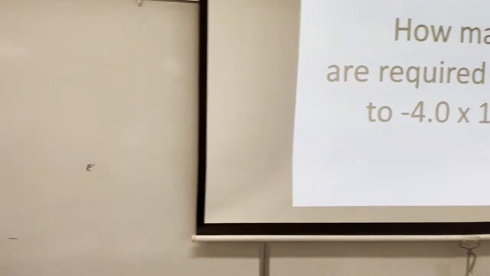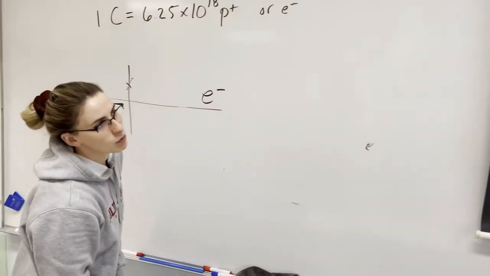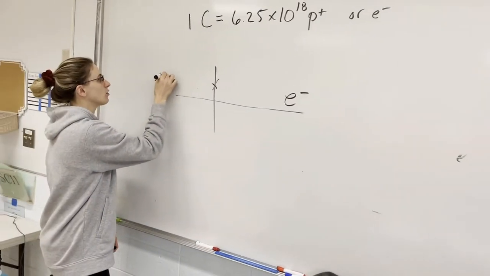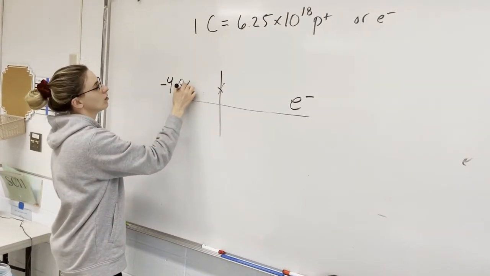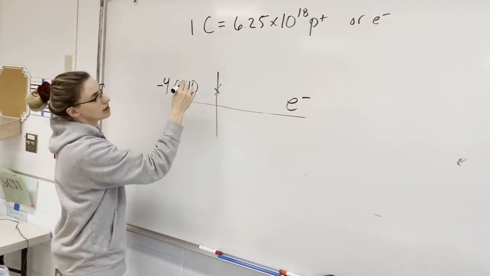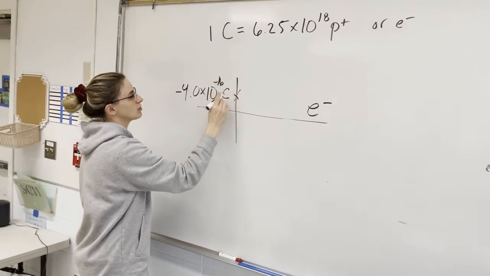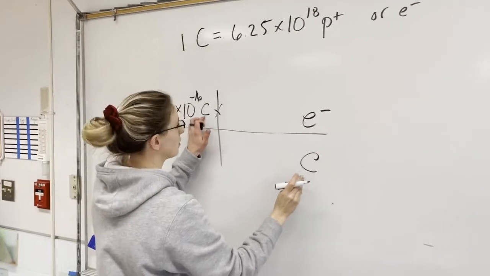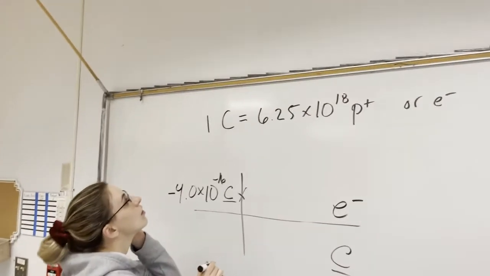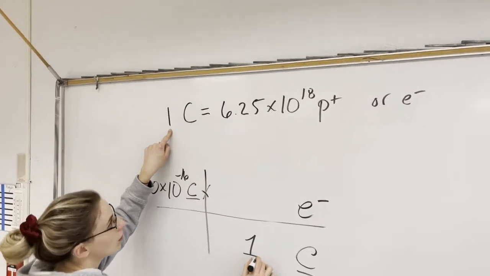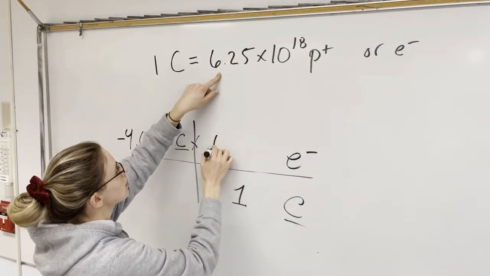How many electrons are required to add up to -4.0 times 10 to the -16 coulombs? So whatever I want is here, then here. They have to cancel, so we make a fraction out of that. What's attached to electrons?